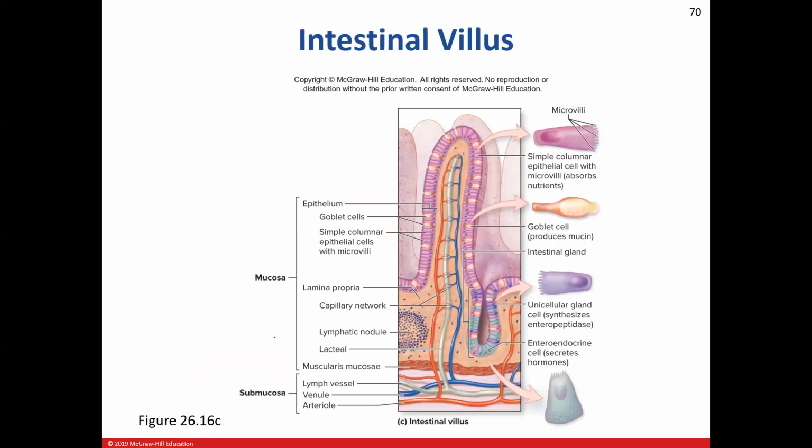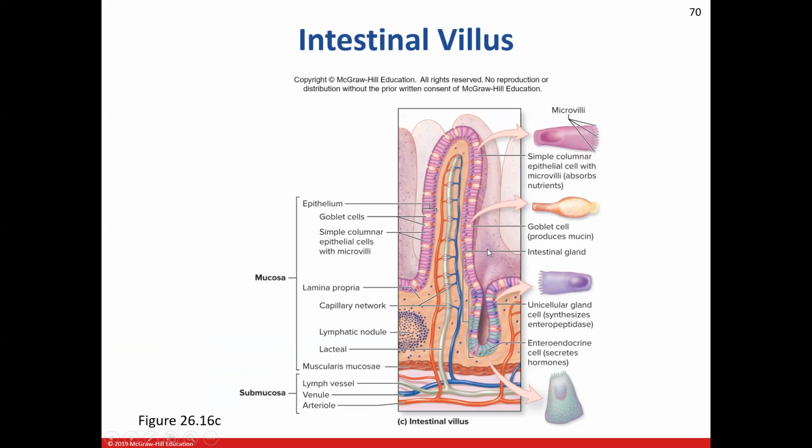So here's a picture of our intestinal villus. Here you can see how, throughout the intestinal villus, the majority of it is going to be made up of our simple columnar epithelium, which is going to have the microvilli here. And then interspersed throughout the epithelium, we'll have our goblet cells, which will produce the mucin there.